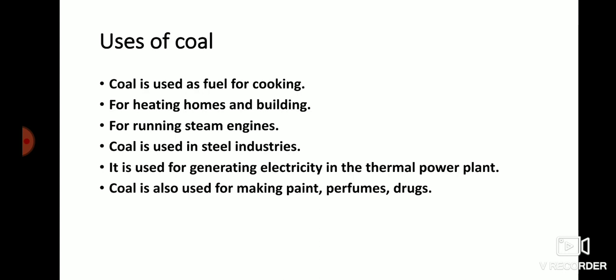That is why it is known as black diamond. It is so important in industrial areas and in our daily life that the name black diamond is given. It is also the cheapest source of fuel.